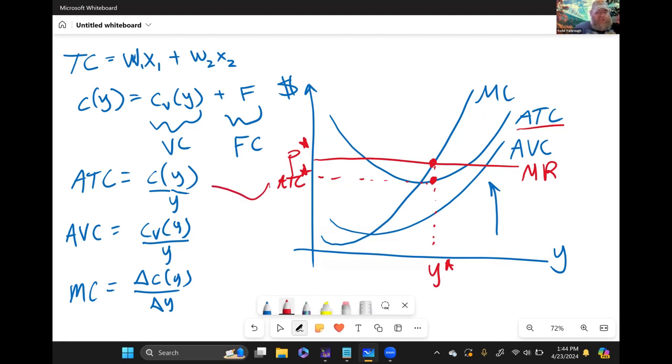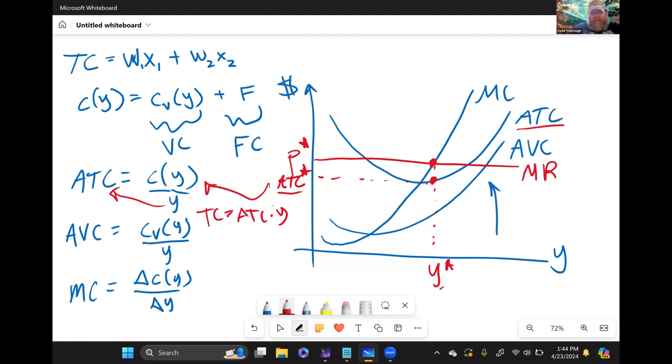Because if we just look at this particular function here, average total cost, if we were to solve this for cost, notice that this would just involve us moving the y over. And so total cost is just average total cost times output. And so if we know what the average total cost is, then we can easily find out what total cost is by just taking ATC and multiplying it by Y star. That gives us total cost.